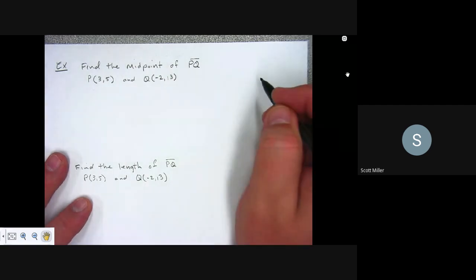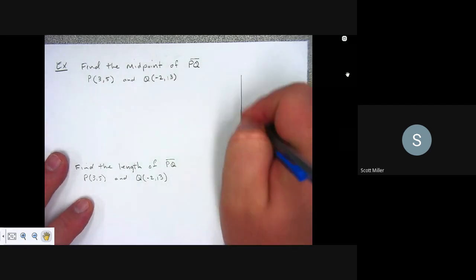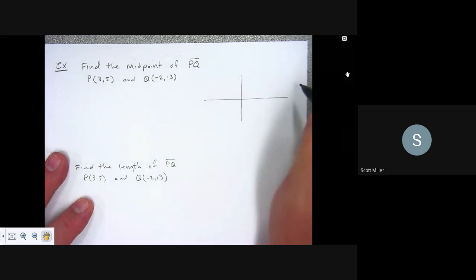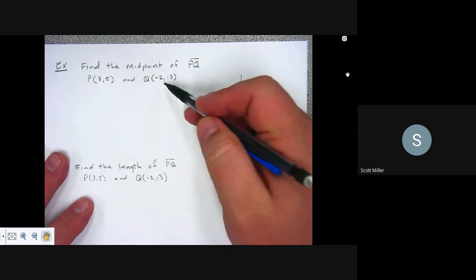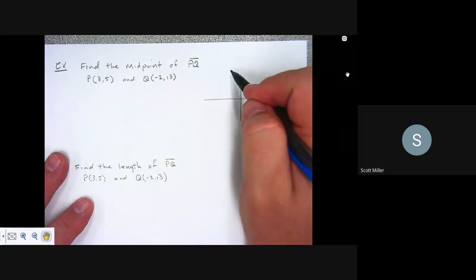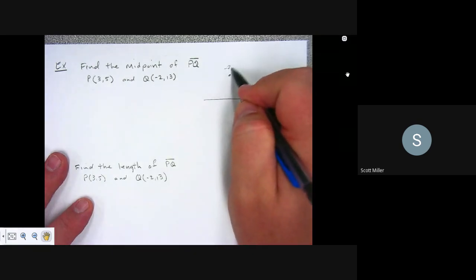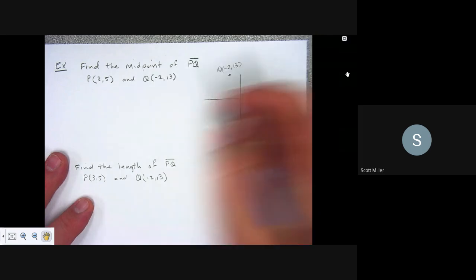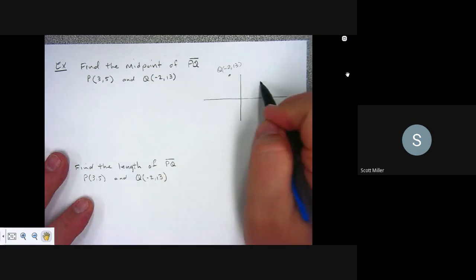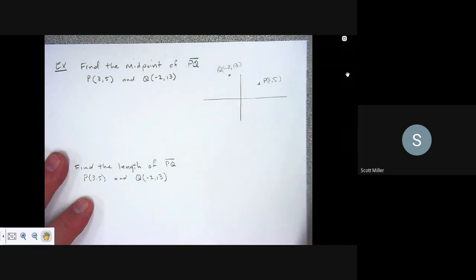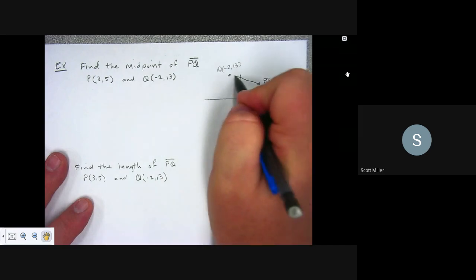I would draw a quick sketch of this. And what I mean by quick sketch is, again, it doesn't have to be accurate. Just a general ballpark. I have a -2, 13. That is Q. 3, 5. That's P. There is my segment right there.